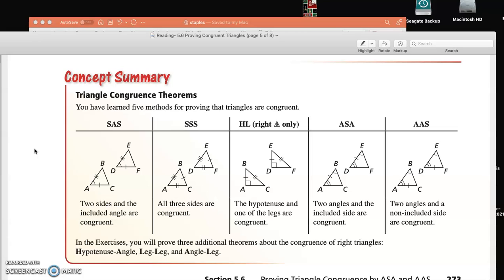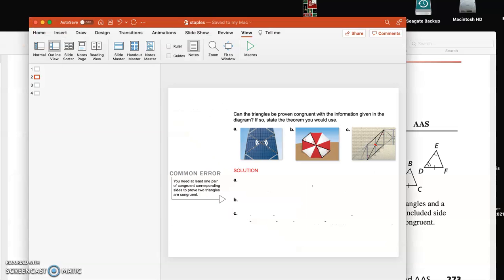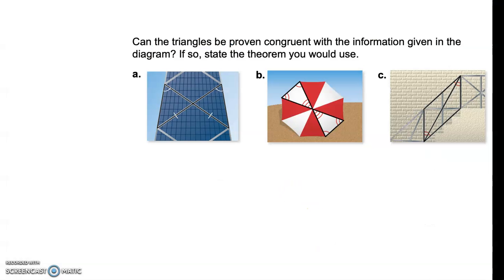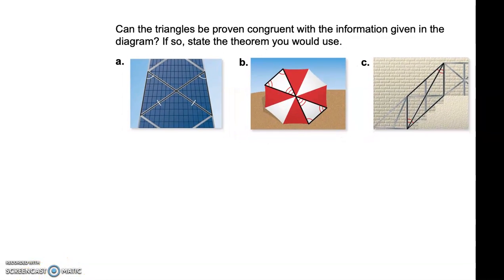Now, I want to take a moment and go through those. Oh, here we go, right here. Examples. Let me move this down a little bit. Okay, here's example 1. Can the triangles be proved congruent? How about the left and the right triangle? We got an angle and we got a side. What else can we see?